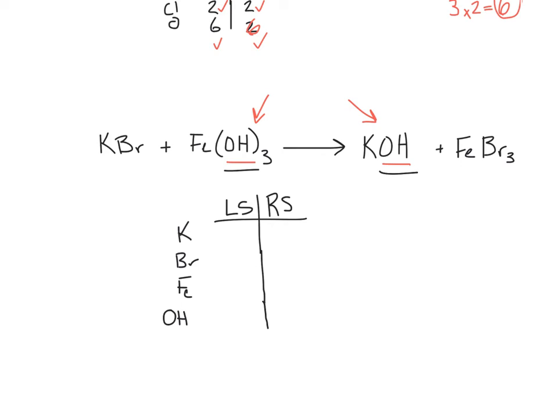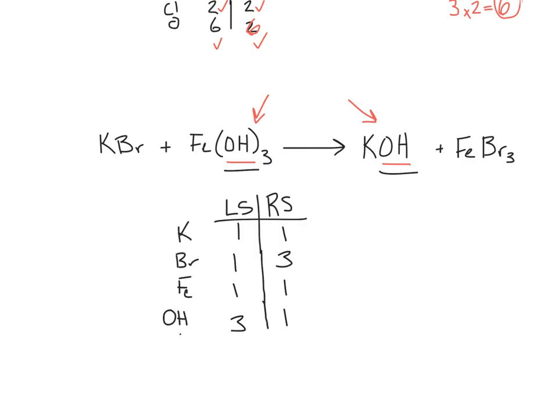On the left-hand side, we have 1 potassium. On the right-hand side, we have 1 potassium. On the left-hand side, we have 1 bromine, and we have 3 bromine. Iron, we have 1 and 1. And hydroxide, that's what this polyatomic ion is called, we have 3 and 1. Okay, so this subscript of 3 applies to the whole polyatomic ion.